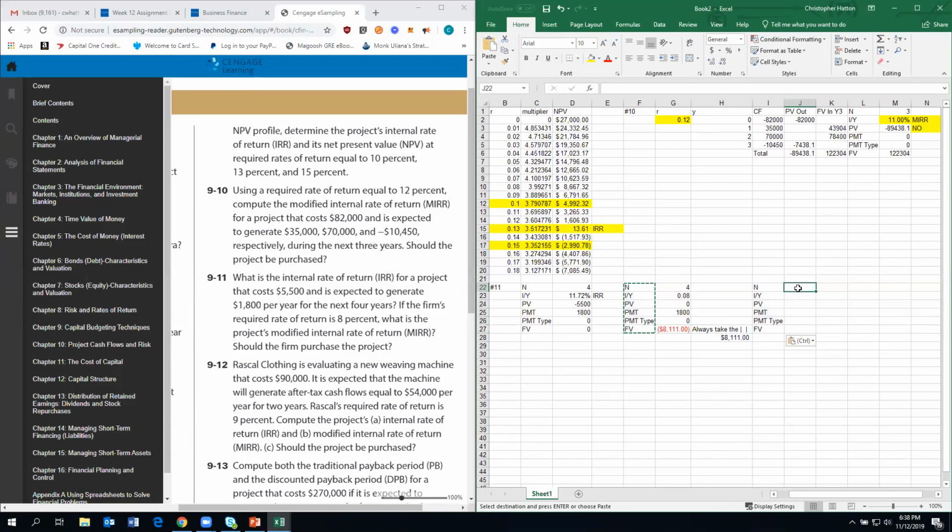So we're still going with 4 years. We're solving for this. This is now right here. Oops. Excuse me, let me put it over here. Present value is negative 5,500. We don't need to include the payments in this one because we have calculated the future value of all the payments.